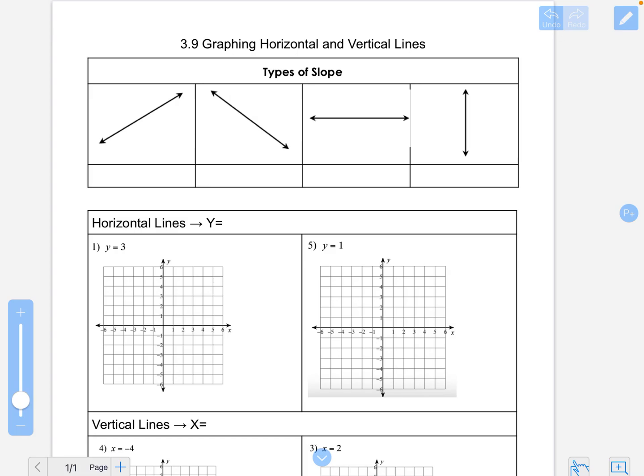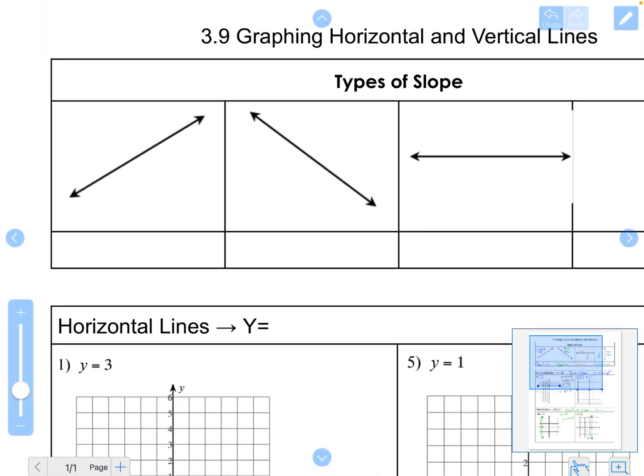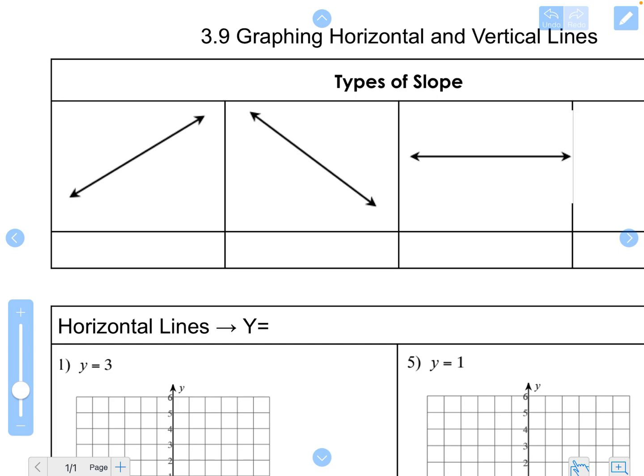Today we're going to talk about graphing horizontal and vertical lines. So this is just a quick review of the different types of slopes because it's going to really help us remember our horizontal and vertical line rules.